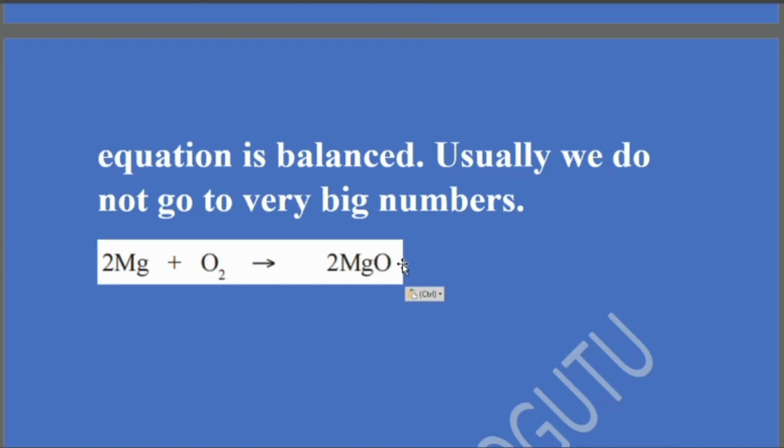We have 2 magnesium atoms on the reactants, 2 magnesium atoms on the product, 2 oxygen atoms on the reactants, 2 oxygen atoms on the product side. Now that makes our equation balanced. The number 2 now balances the equation.